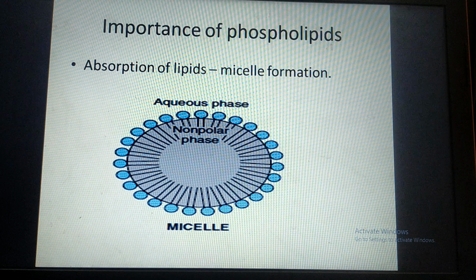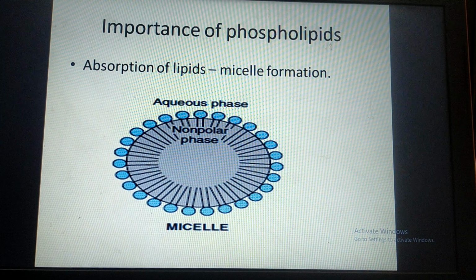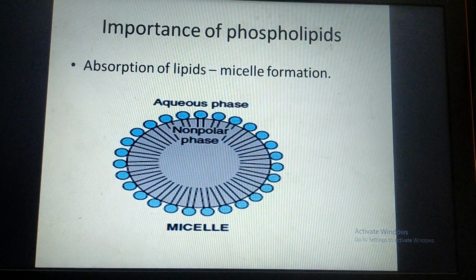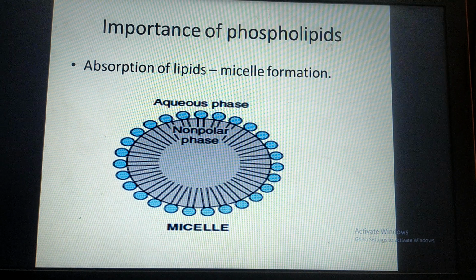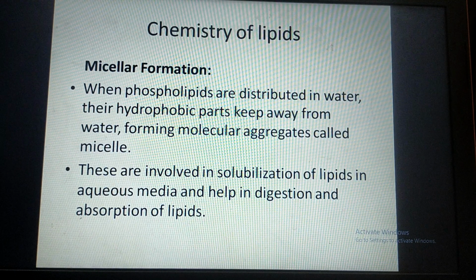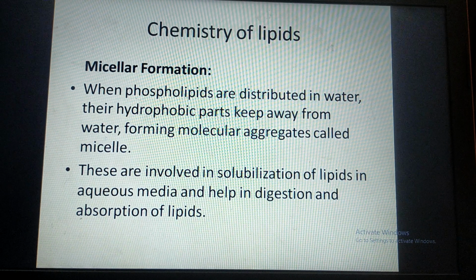In this process, they trap a small space at the core in which the pure hydrophobic lipids like triglycerides and cholesterol esters are caught. When these micelles are formed in the GIT, they easily enter into the epithelial cells of the GIT. Thus, phospholipid plays an important role in the absorption of triglycerides and cholesterol esters, because when these micelles enter into the epithelial cells, triglycerides and cholesterol esters also enter along with them. So this is the formation of micelles, which helps in the absorption of lipids.